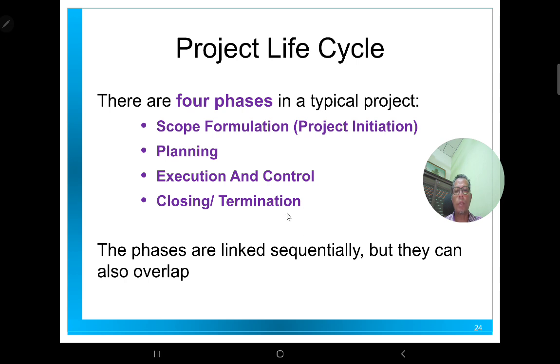All the phases are actually linked sequentially, but they can also overlap because some of the planning can be changed during the execution based on a new finding during the execution. So basically it is sequential, but it can also overlap.